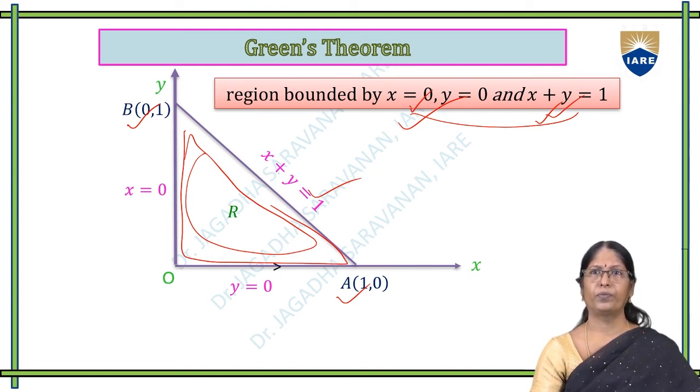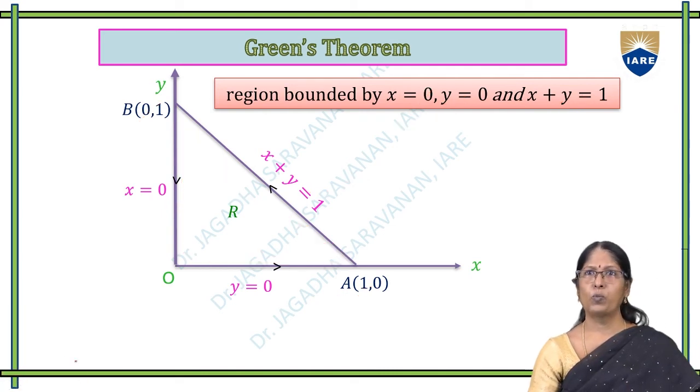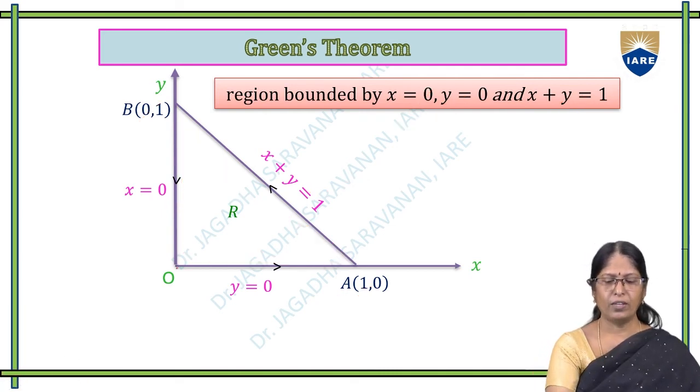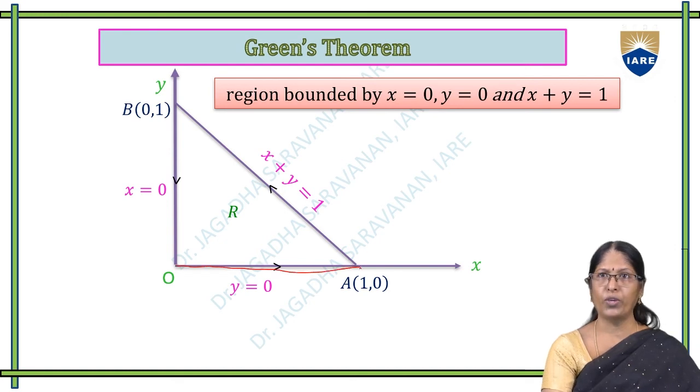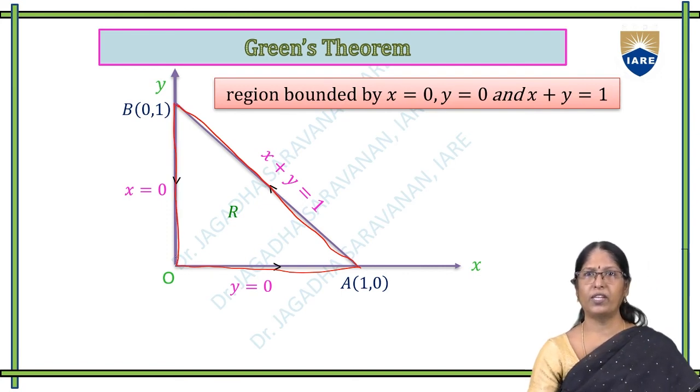Now we can see small arrow marks. The small arrow marks start from O, move to A, from A move to B, and from B come back to the starting point O. It is a closed curve. So we know for a closed curve, in Green's theorem, it moves in the anti-clockwise direction. That is, in the positive direction it moves.